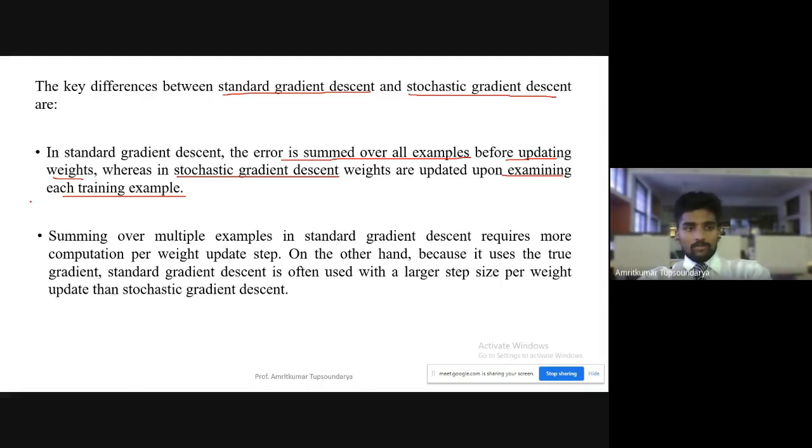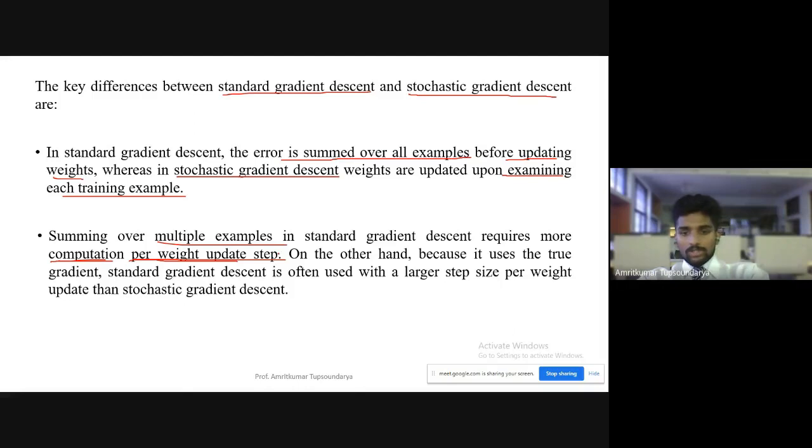Now, the second key difference between the standard gradient descent and the stochastic gradient descent is summing over multiple examples. In standard gradient descent, it requires more computation per weight update step. If you can recall, when we computed the error and the weight, that gradient descent approach requires more computation, because we do operations per weight update. Every time we make a modification in the weight, every step is computed. So it is summing up over multiple examples.